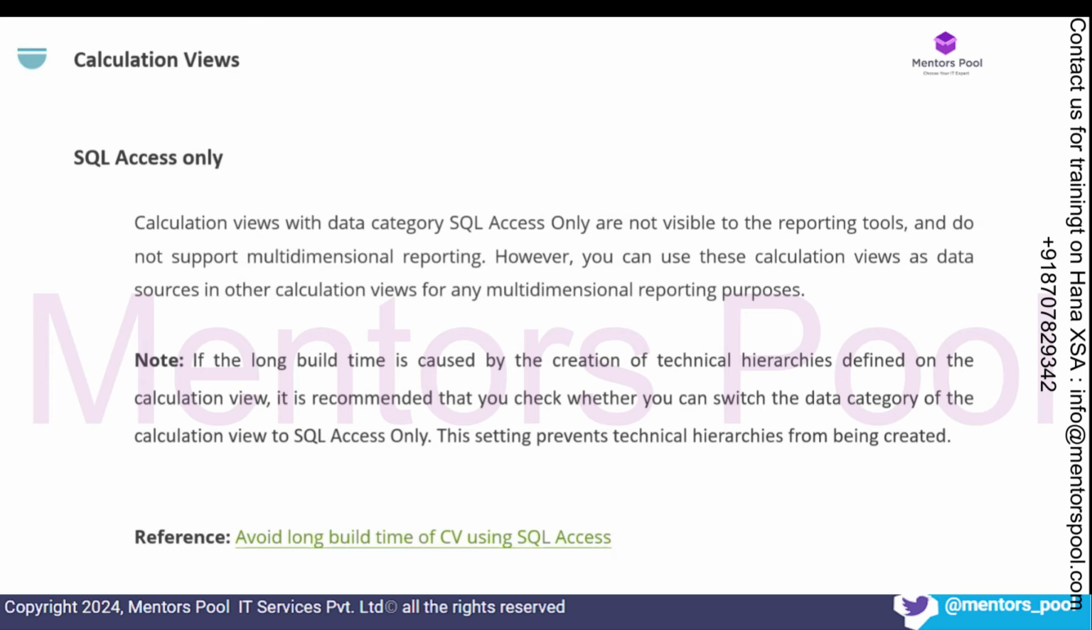And second, they do not support multi-dimensional reporting, right? What is multi-dimensional reporting? Like what we did in a star join, or the same thing can be simulated without a star join as well, where you're joining multiple dimensions with a central fact table, and you can slice and dice the data based on the dimensions and measures that you're selecting. That's multi-dimensional. That is also not possible.